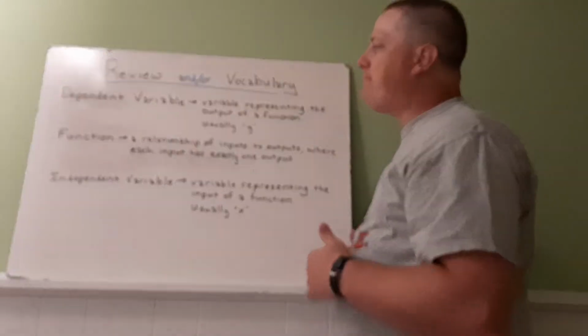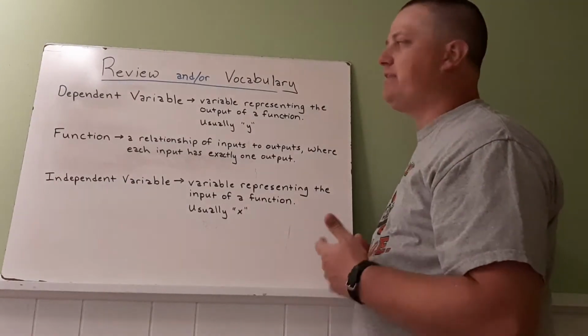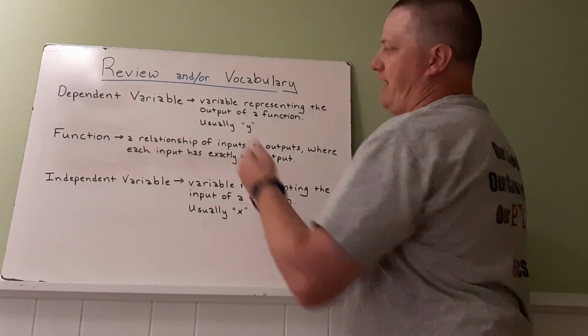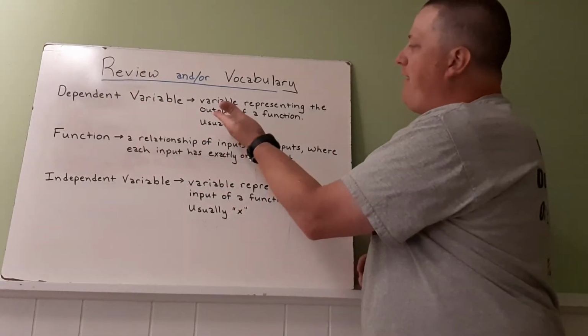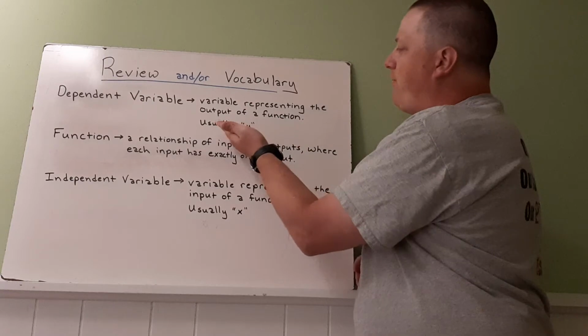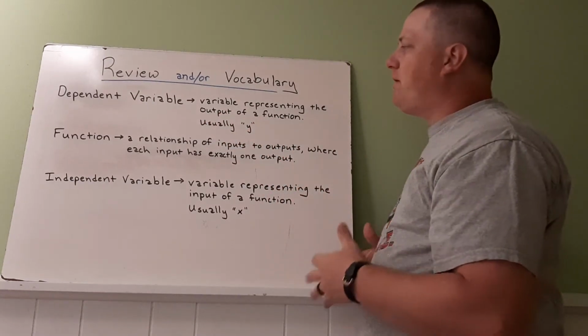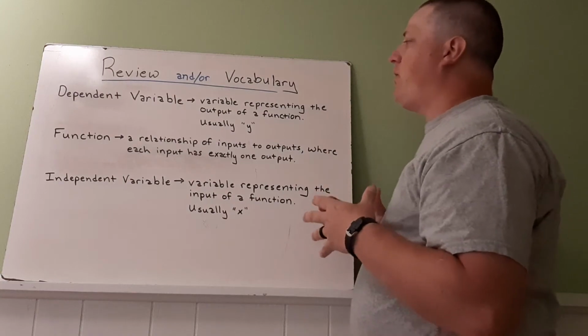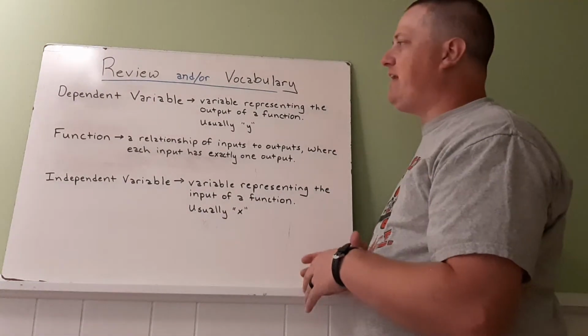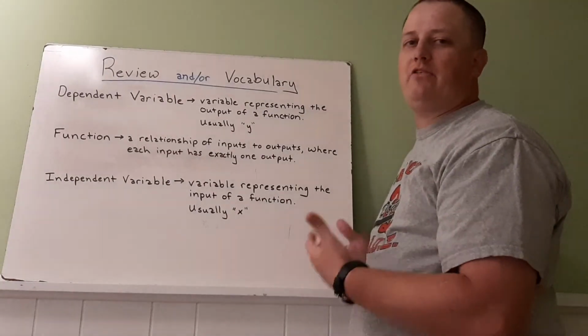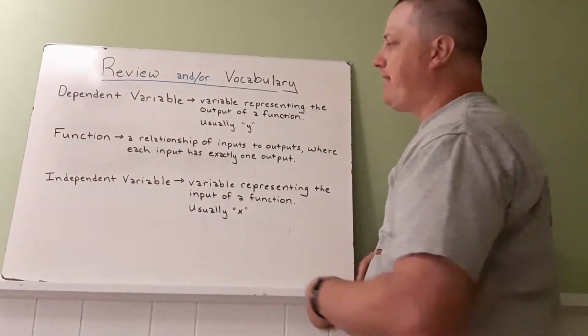So we have 3 main vocabulary terms that we're going to be using. First is dependent variable. Variable representing the output of a function, usually y. So what we're looking at is a letter that's representing all the outputs. We typically call that letter y, especially when we're graphing.